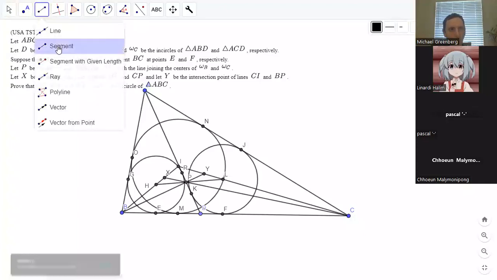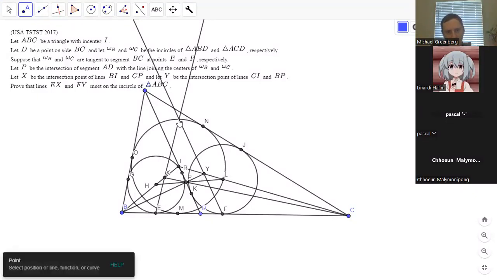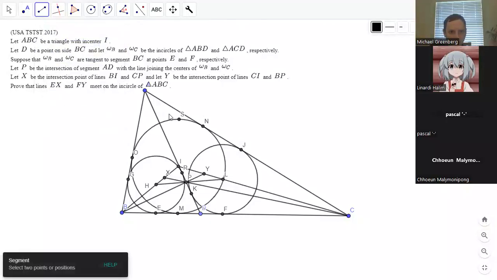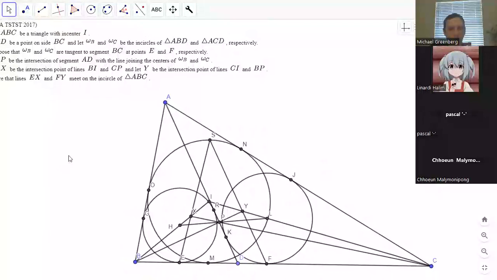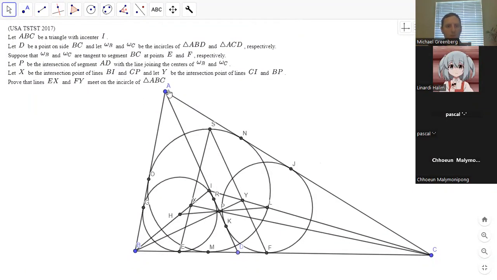So we want to show that EX and FY meet on the incircle. Interesting. So how would you do that? Maybe we should let EX and FY meet at S, and then we try to show that S lies on the incircle. I'm not sure. Let's see. Hide this. There's a lot going on in this problem.